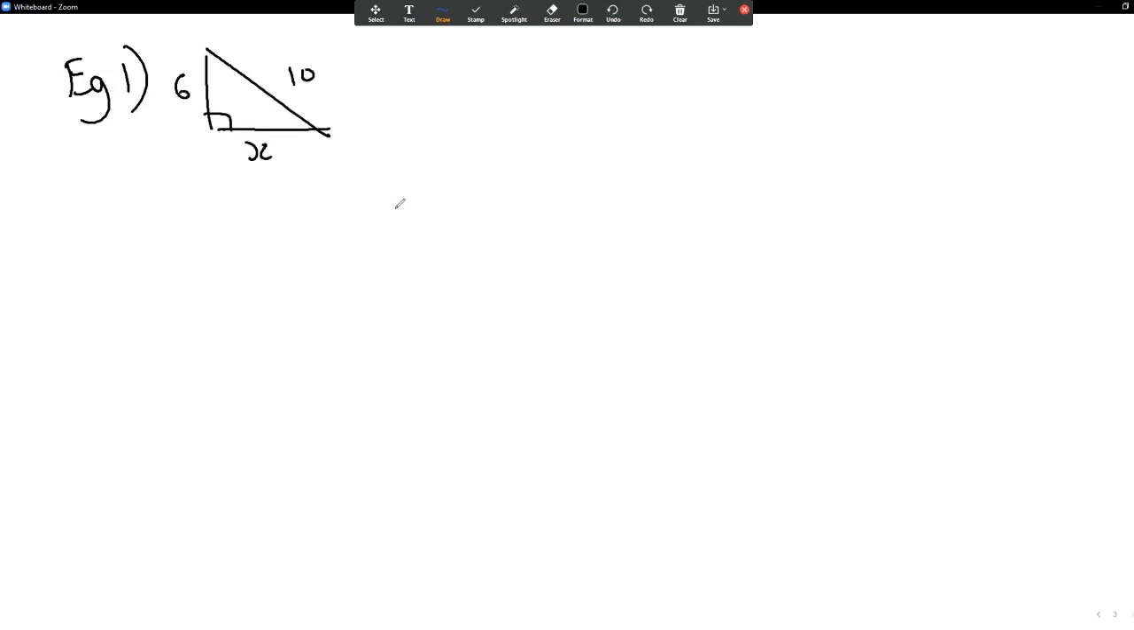So the first thing to do would be to mark our a, b, and c. So our a and b would be any of these two. Again, it doesn't matter which way around you put them. But remember, the hypotenuse, so the one opposite the right angle, or the longest side, is c. And now we just go back to our formula.